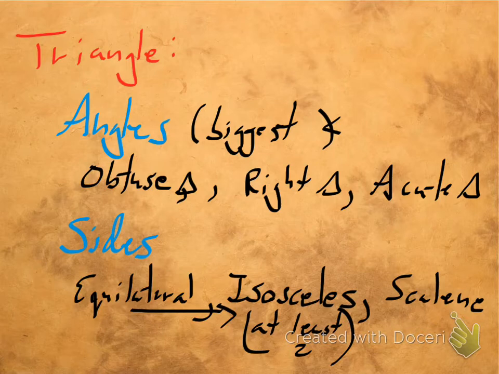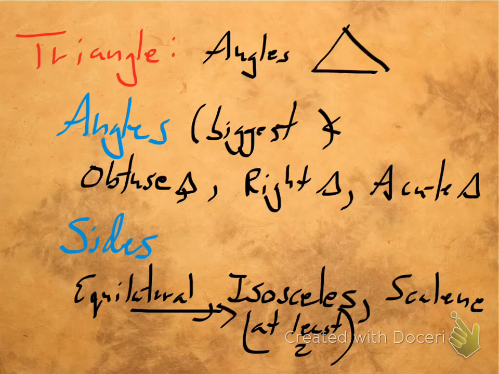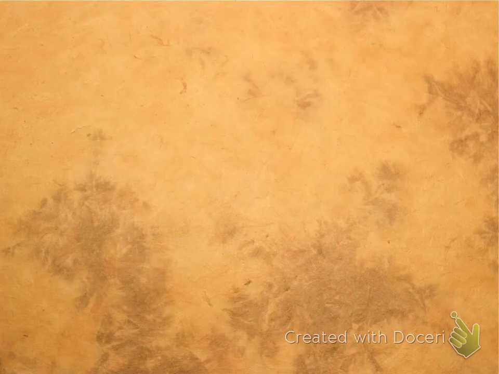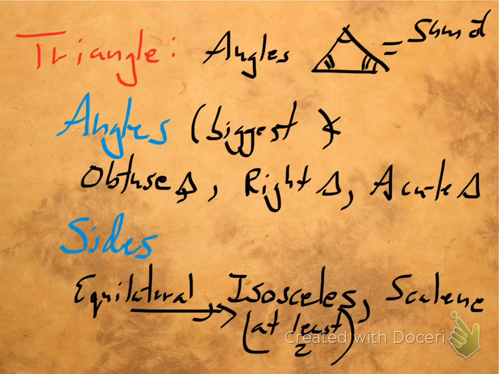Got it? Okay, so that is pretty much all you need to know about a triangle. The other neat thing about triangles is that if you take the 3 angles of a triangle and add them all up, it always equals a sum of 180 degrees.